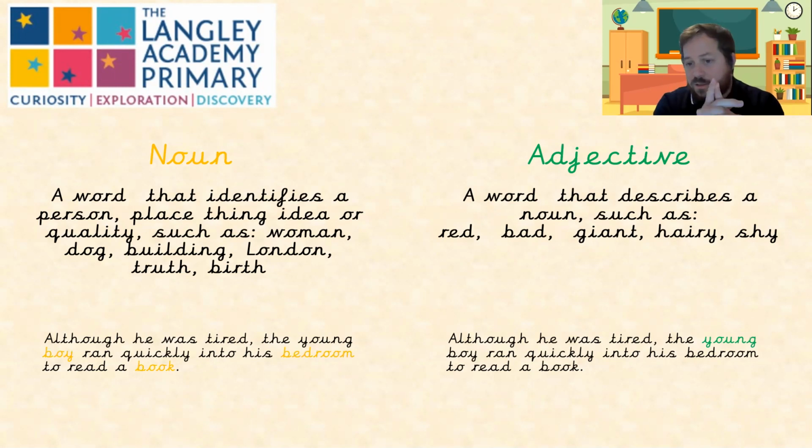In our sentence, although he was tired, the young boy ran quickly into his bedroom to read a book. The word young in this case describes the boy. He isn't just a boy. We know more about him. We know he's a young boy. The word young is the adjective.